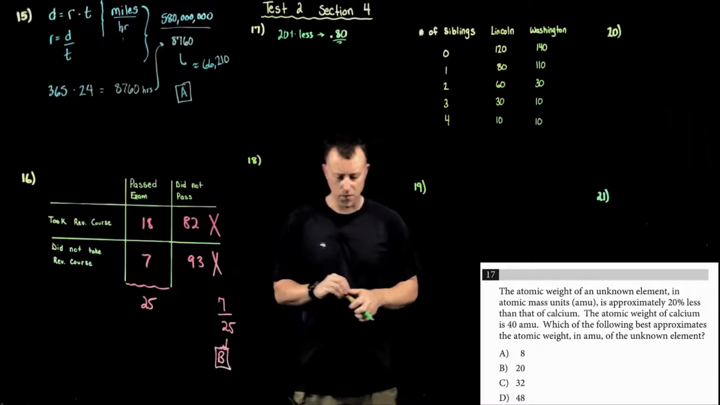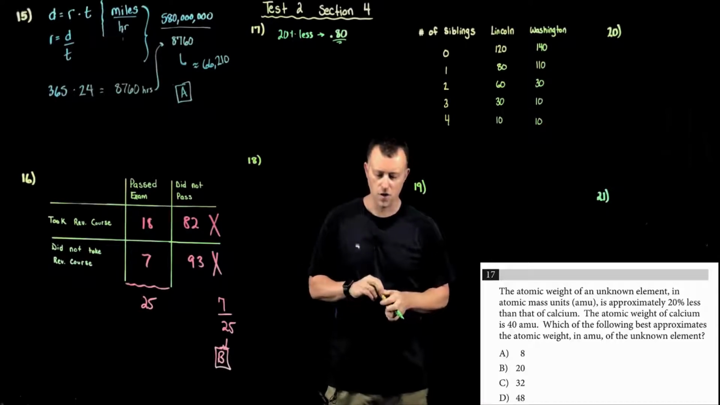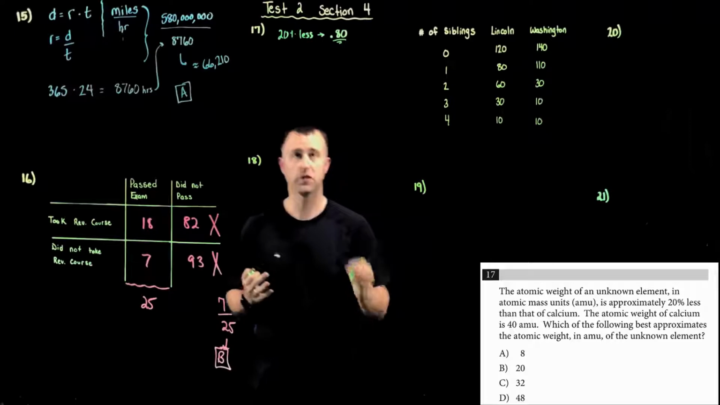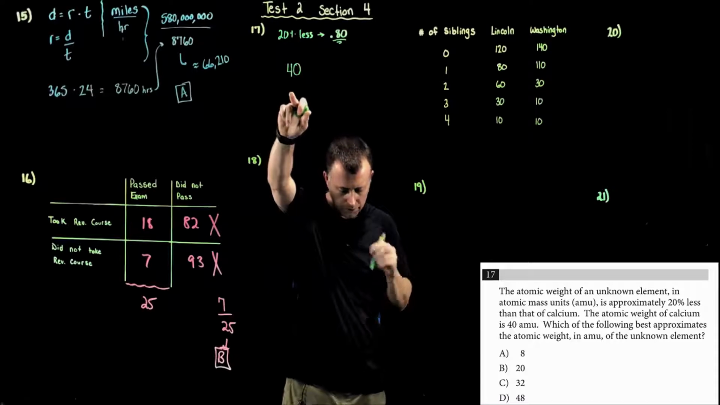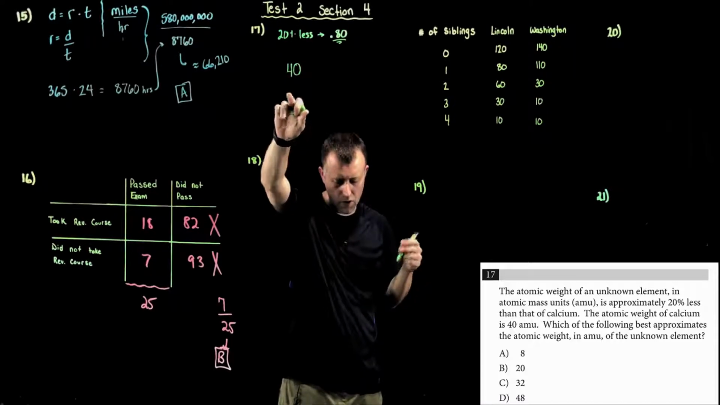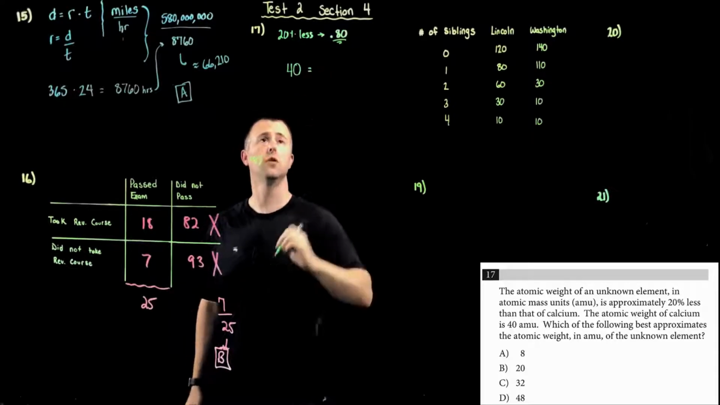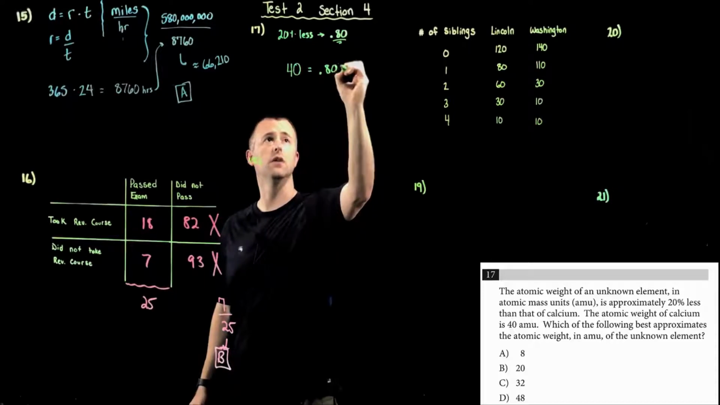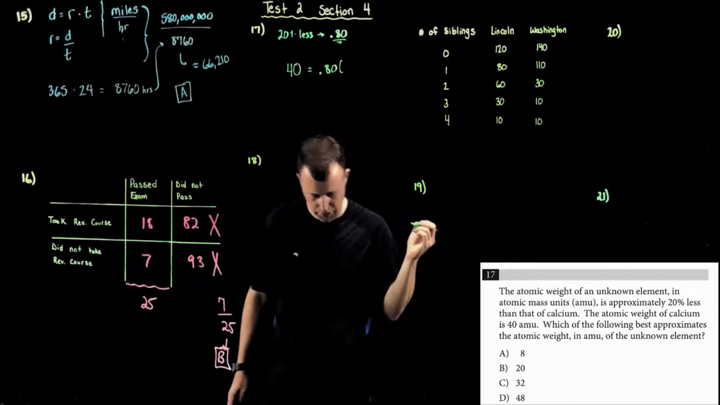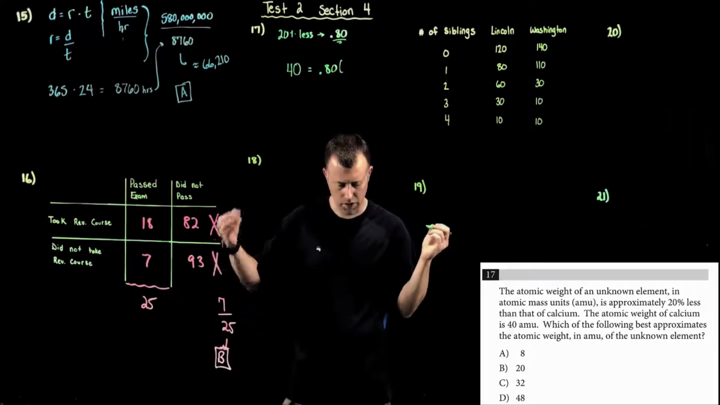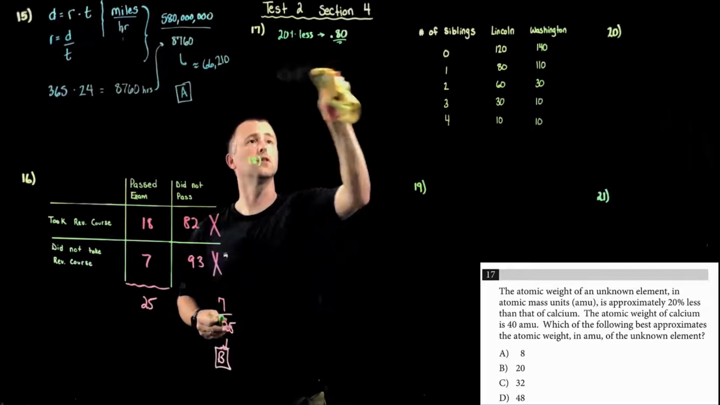So I'm going to be using that 0.8 more than likely in the solution. So the atomic weight of calcium is 40. So what best approximates the atomic weight of the unknown element? Well, I have the atomic weight of calcium is 40. So there's your calcium weight. Now with this weight, they told me the atomic weight of an unknown element is approximately 20% less than that of calcium. So it is 20% less, so 0.80 of that of calcium. So what I'm going to be doing, I wrote this out wrong, so let me fix that. And I'll fix the whole thing.